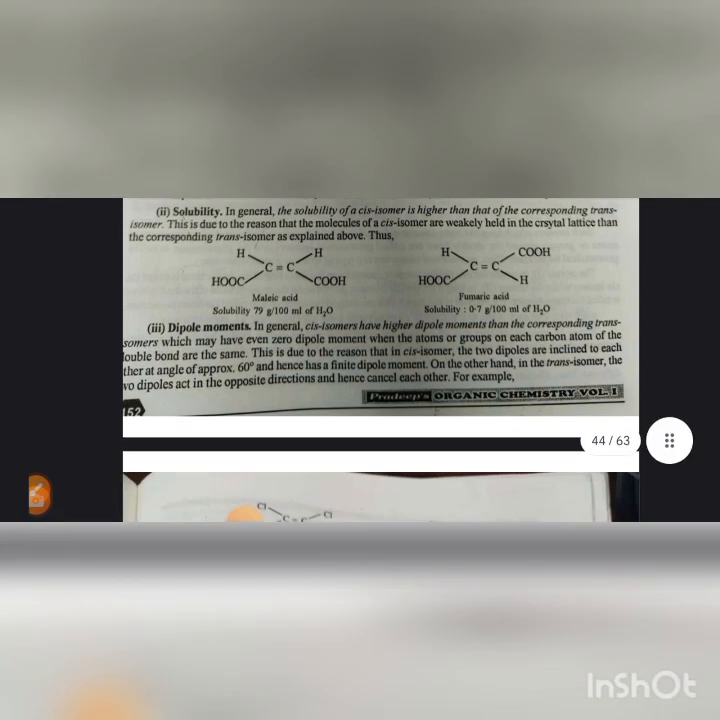Third is dipole moment. In general, cis isomers have higher dipole moment than the corresponding trans isomers, which may have zero dipole moment when the atoms or the groups on each carbon atom of the double bond are the same. This is due to the reason that in cis isomer the two dipoles are inclined to each other at an angle of approximately 60 degrees and hence a definite dipole moment. On the other hand, in trans isomers the two dipoles act in opposite directions, hence cancel the effect of each other. Fourth is boiling point.